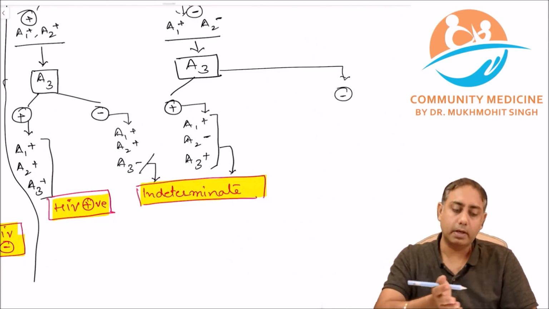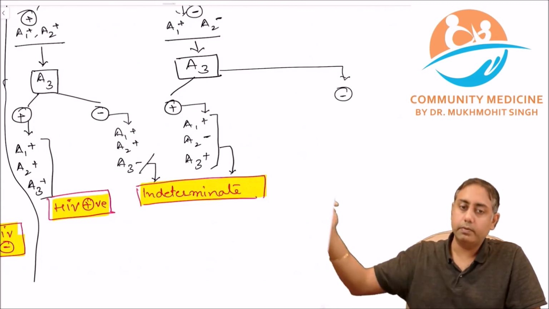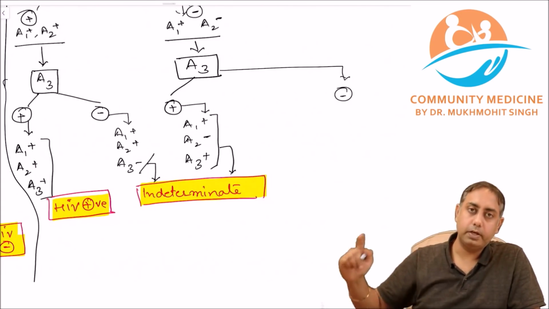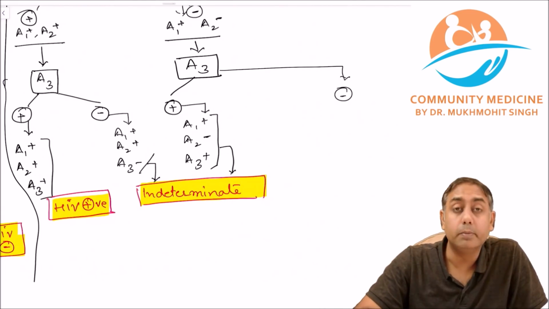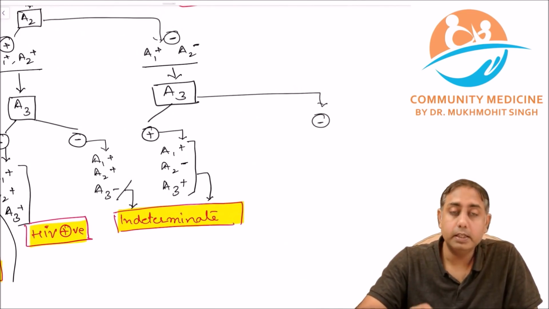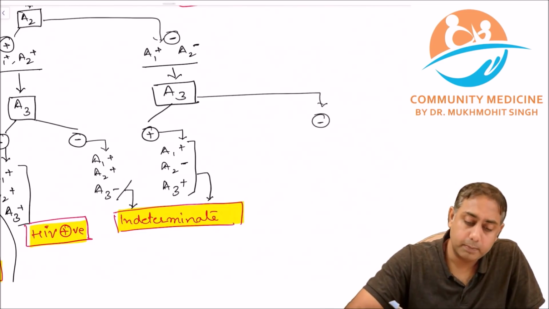It looks like the other one, just what we did in the other one. As you can see, A1 positive, A2 positive and A3 negative is indeterminate. Now in case you have A3 as negative, what is this case?